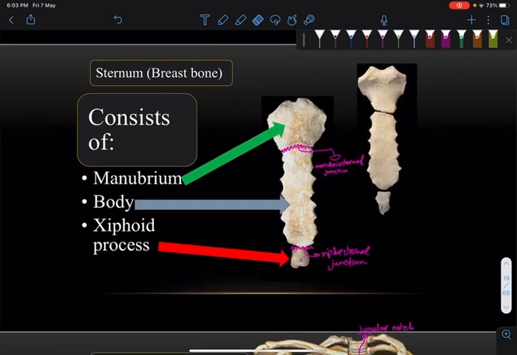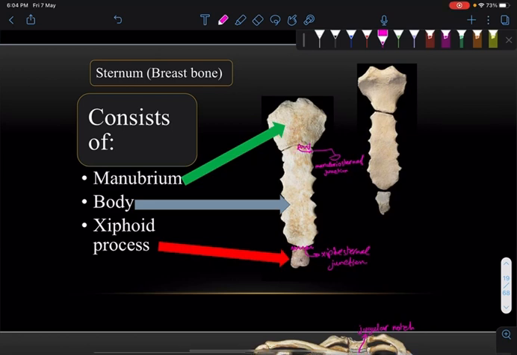The sternum اللي هي breast bone. متكونة من ثلاثة أشياء, ثلاث parts, 3 parts. Manubrium تمام اللي هو هذا, body of the sternum هذا, وال xiphoid process اللي هو هذا. هلا manubrium and the sternal body are attached with each other.